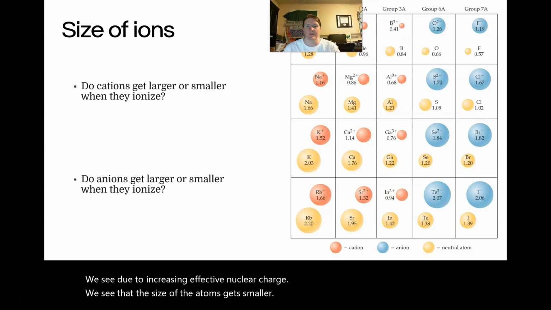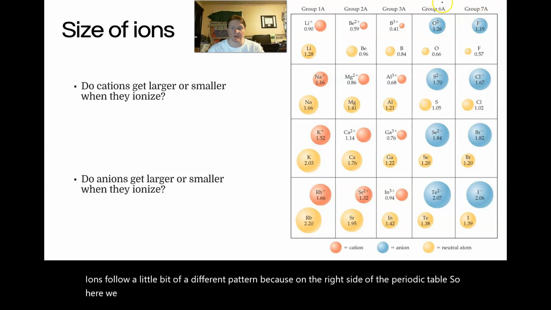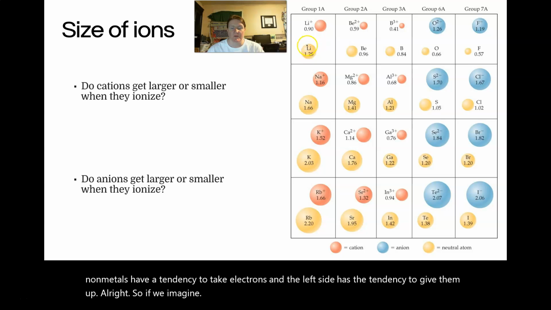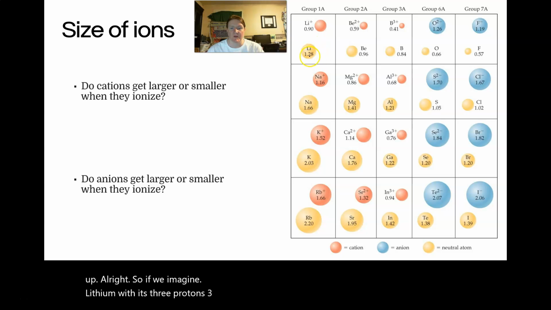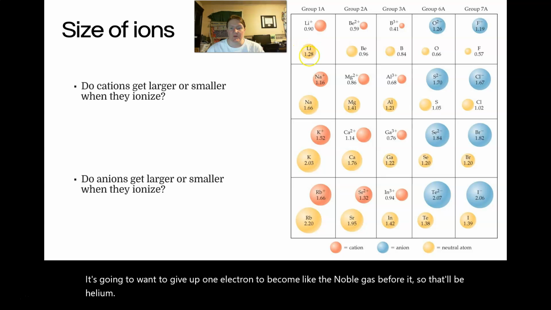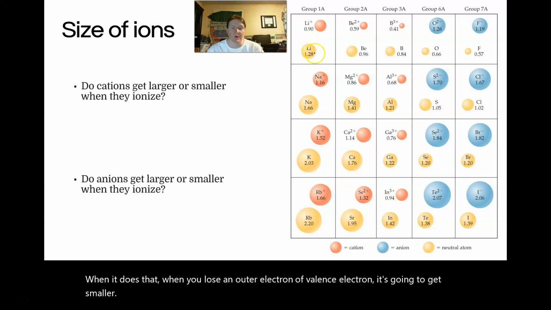Ions follow a little bit of a different pattern because on the right side of the periodic table, so here we have groups 16 and 17 just as examples, the nonmetals have a tendency to take electrons, and the left side has the tendency to give them up. All right, so if we imagine lithium with its 3 protons, 3 electrons, it's got a size of 1.28 picometers. It's going to want to give up 1 electron to become like the noble gas before it, so that'll be helium. When you lose an outer electron, a valence electron, it's going to get smaller. So it goes from 1.28 to 0.90.